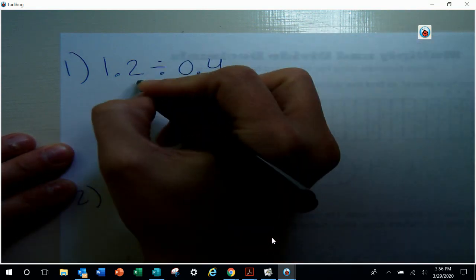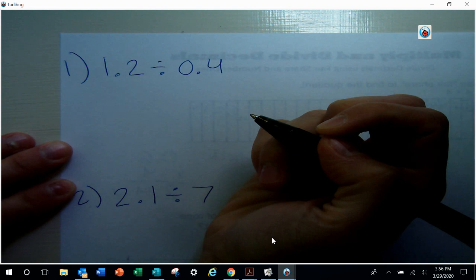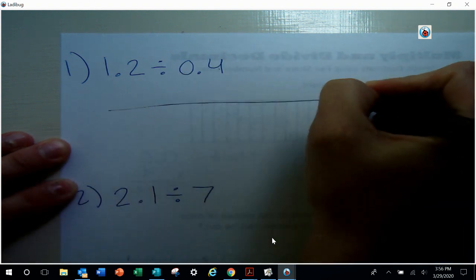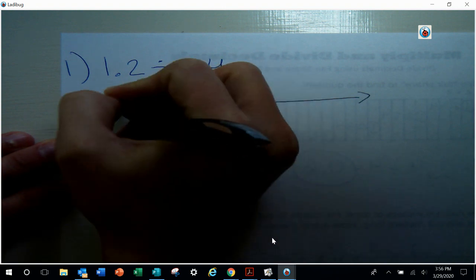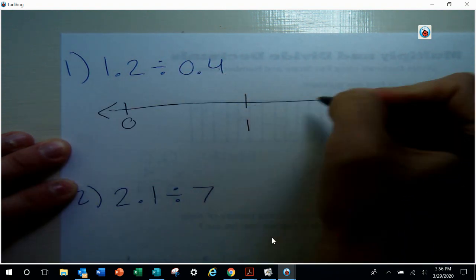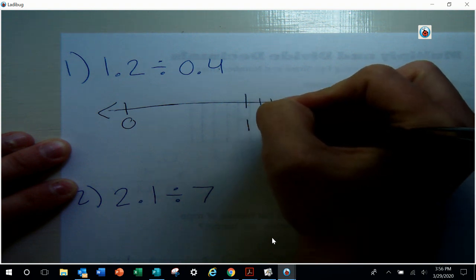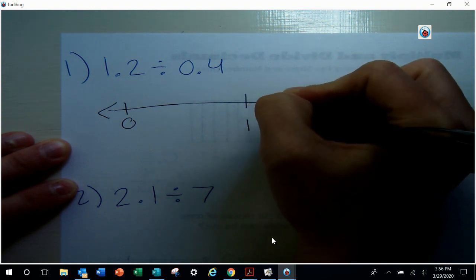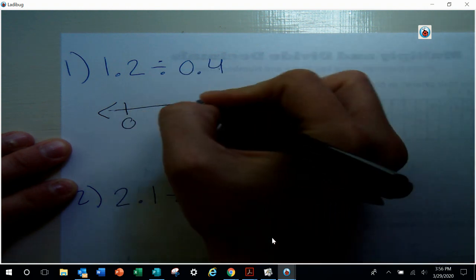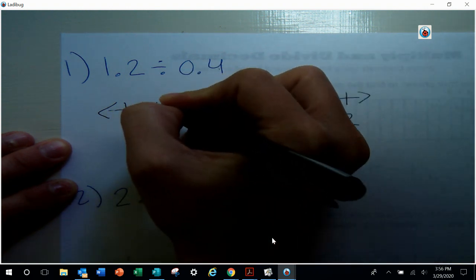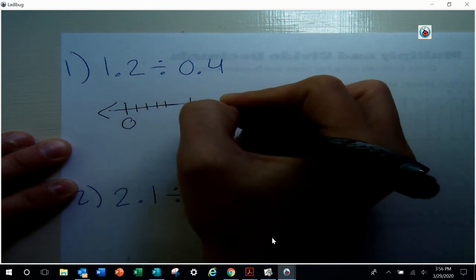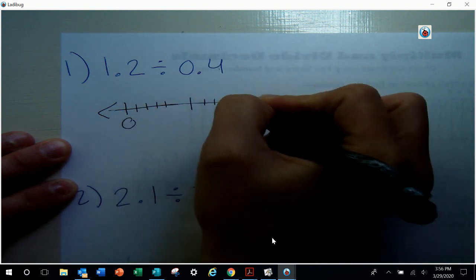That's the same as 12 tenths, right? I'm choosing to draw a number line. Here's my 0, here's 1, here's 2. This is 1 and 2 tenths. And I want to know how many groups of 4 tenths I have. So let's see. 1, 2, 3, 4, 5.